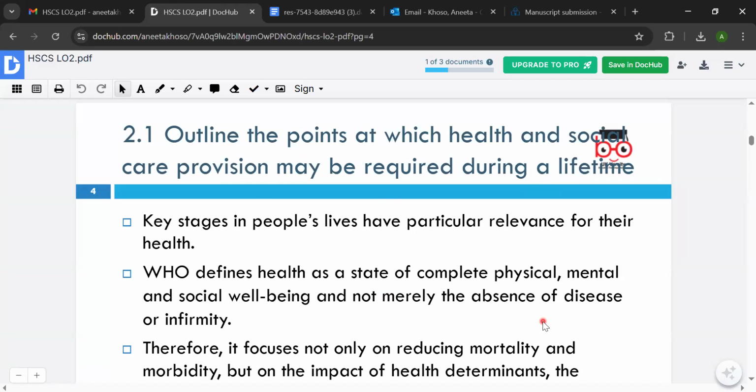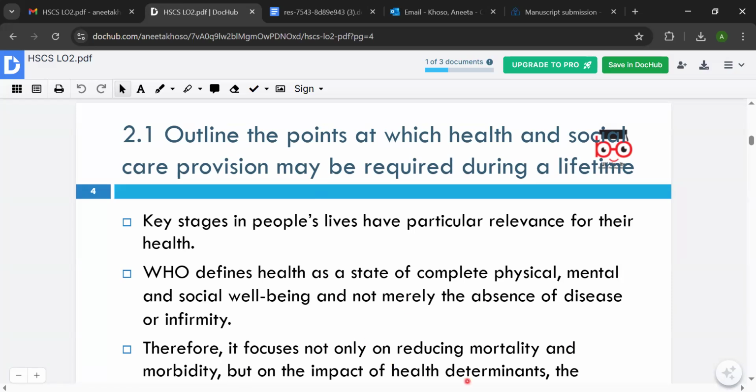Health is a state of complete physical, mental, and social well-being, so there are three tiers of well-being, and it is not only the absence of disease. Initially, the World Health Organization said that whoever doesn't have disease is considered healthy. But now you have to be physically, mentally, and socially in a state of well-being to be called healthy.